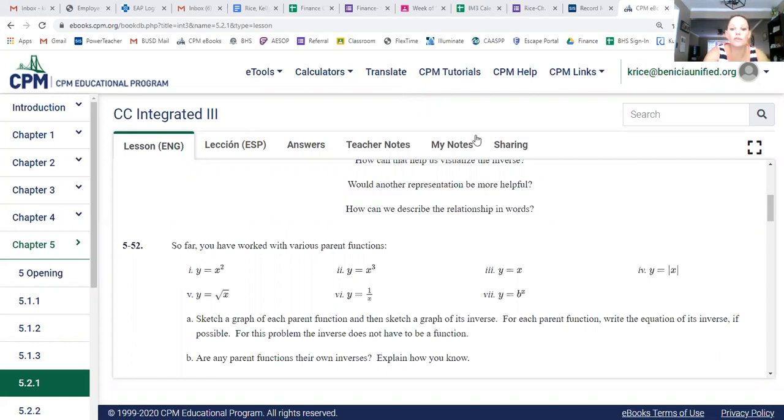All right, so what we're going to start with here on problem 52, so we've worked with all of these parent functions before. We're going to sketch a graph of each of these. So on your paper, you should be setting up 7 little mini graphs. They are just little graphs, nothing big. And so set up your axes for each of these and then sketch them if you can. And I'll end up showing you mine, but I'll leave this up there for a minute. So again, you're just setting up 7 little sets of axes. Label what each one is.